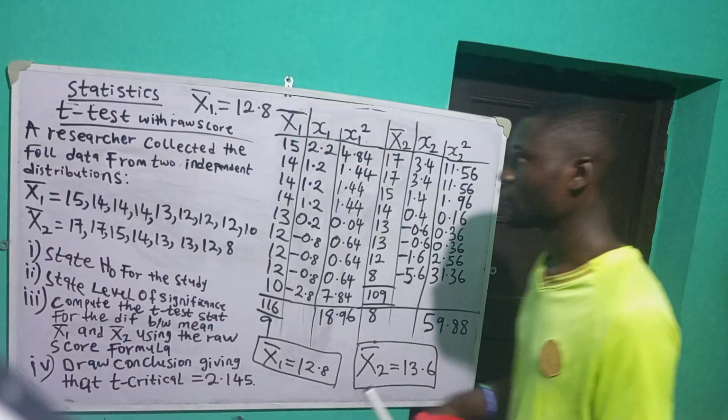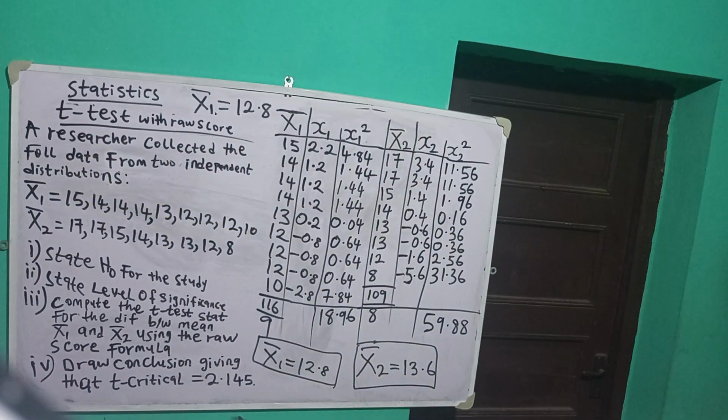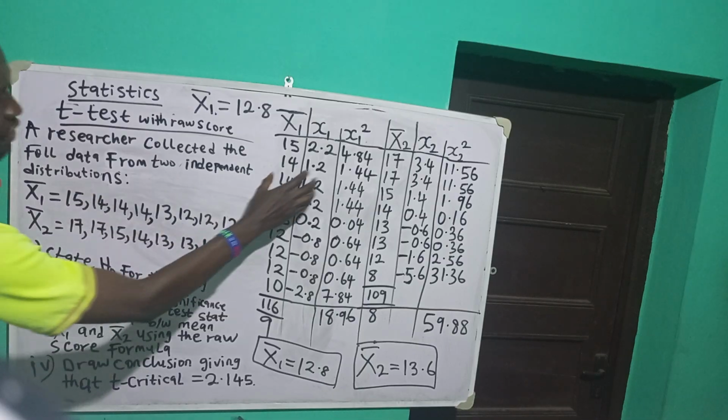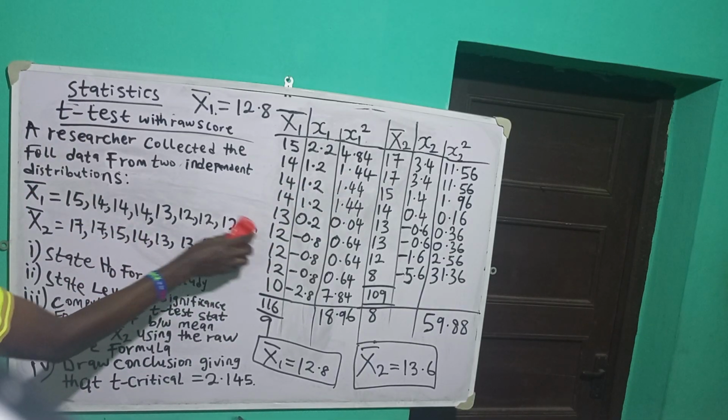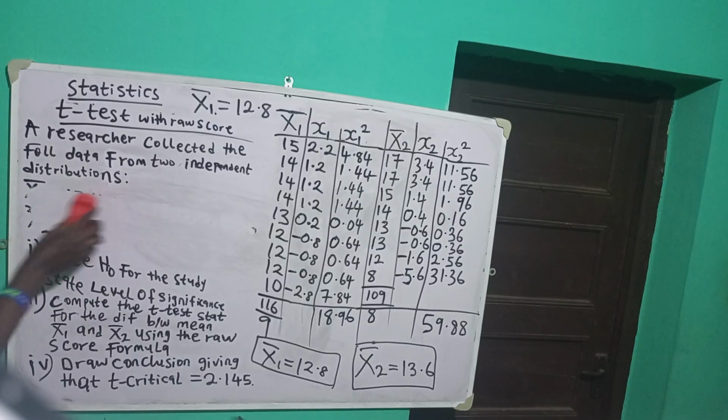So this is the total. The next thing is we are asked to compute, we are still in number 3, the t-test statistics for the difference between mean 1 and mean 2 using the raw score formula. Since I've taken down all these scores to this place, I can now clean here because I've already written them down.